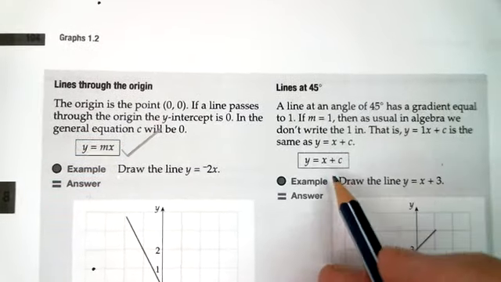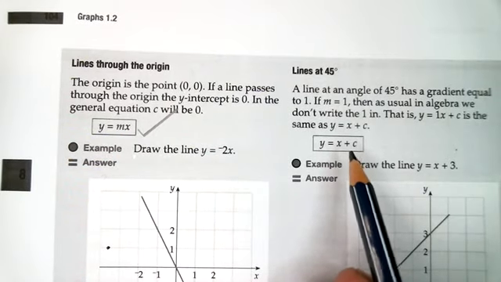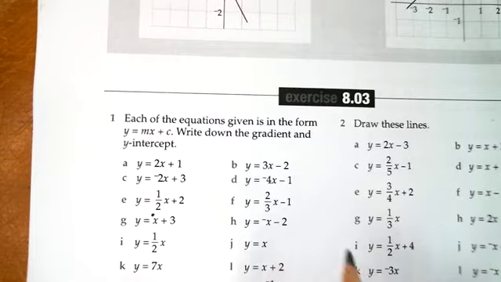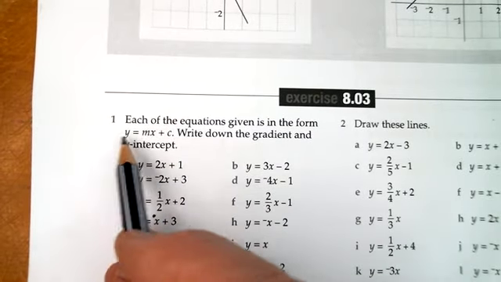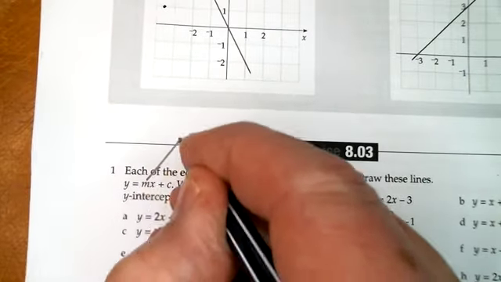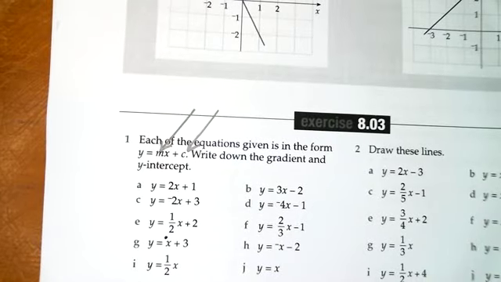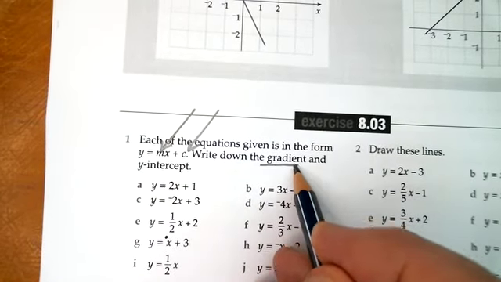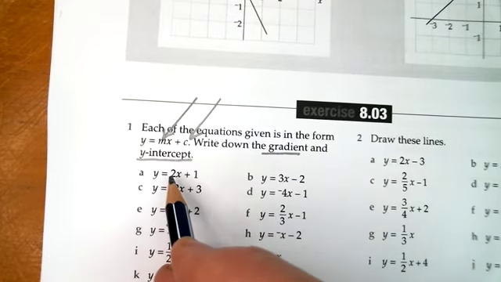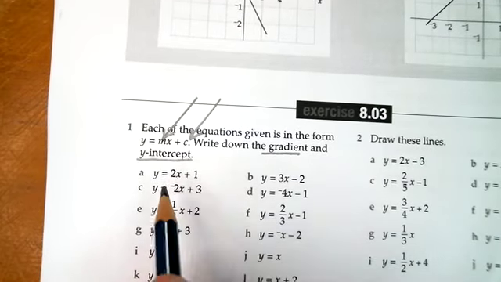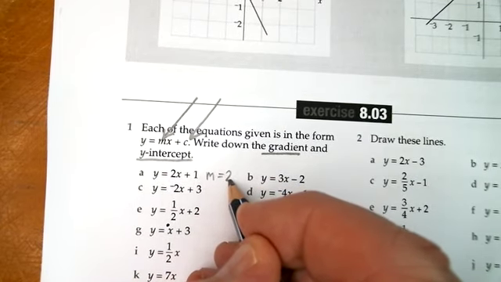In y equals mx plus c, m is the gradient, and c is what we call the intercept. So let's have a look at doing that now. The only thing we're interested in on the line is the m value and the c value at this point. It says write down the gradient and the y-intercept. The gradient is the coefficient of the x. So if it says 2x, the gradient here is 2.